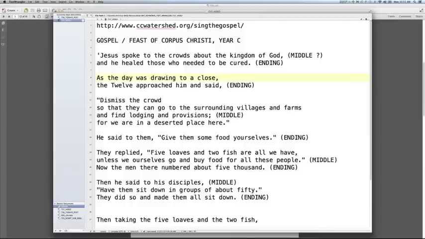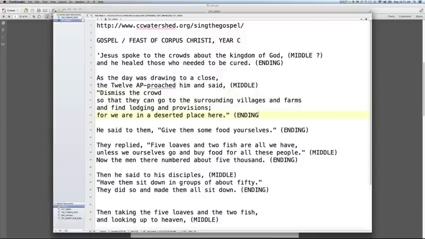Now, what do we do about this? And as the day was drawing to a close, the 12 approached him and said, let's put a middle there. Approached him and said, that works nicely. Dismiss the crowd so that they can go to the surrounding villages and farms and find lodging and provisions, for we are in a deserted place here. So that's our ending.